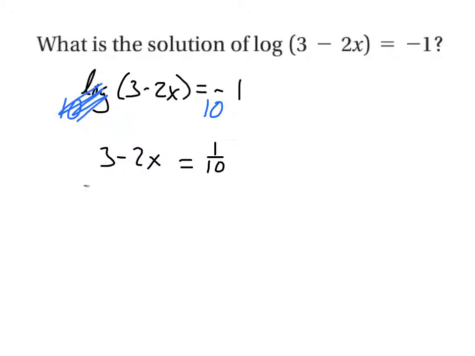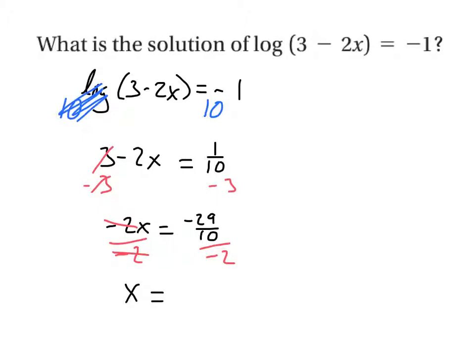Continue solving. Subtract 3 from both sides. Negative 2x equals, wait, I need a common denominator. That should be 10. So negative 3 is negative 30/10. So 1/10 minus 30/10 is negative 29/10. Divide by a negative 2. Wait a minute, I don't like fractions involved in fractions, so I'm not going to divide by a negative 2. Instead, I'm going to multiply by a negative 1/2. Negative times a negative is a positive, 29/20.